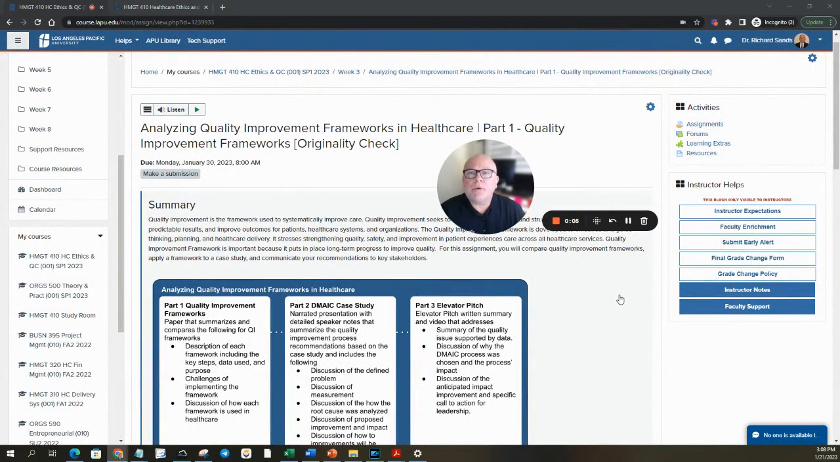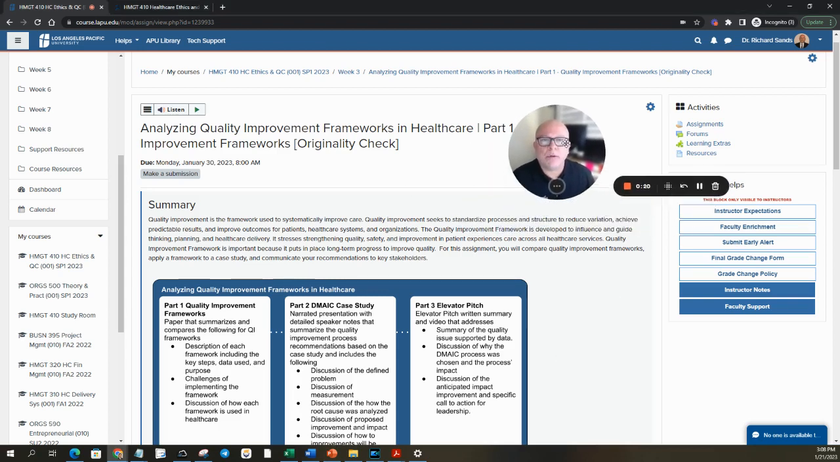Welcome to your first assignment, which is analyzing quality improvement frameworks in healthcare. This is part one of three parts, and this is part one, quality improvement framework. So this is a really fun assignment. Let's just take a minute and walk through it together.